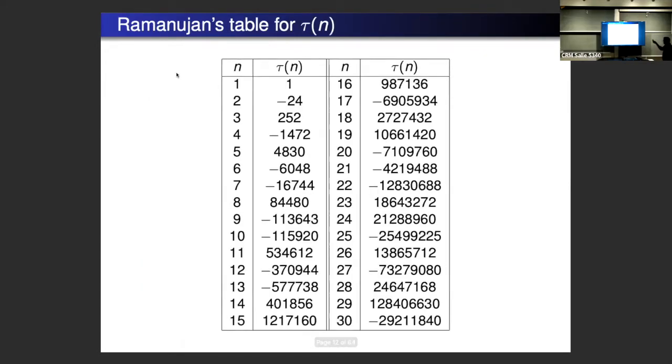And you find this table in Ramanujan's paper. He just tabulates tau for 30 values of n. They're growing pretty fast. Already, when you get to tau of 30, it's some 2 million something. So it's growing rapidly.